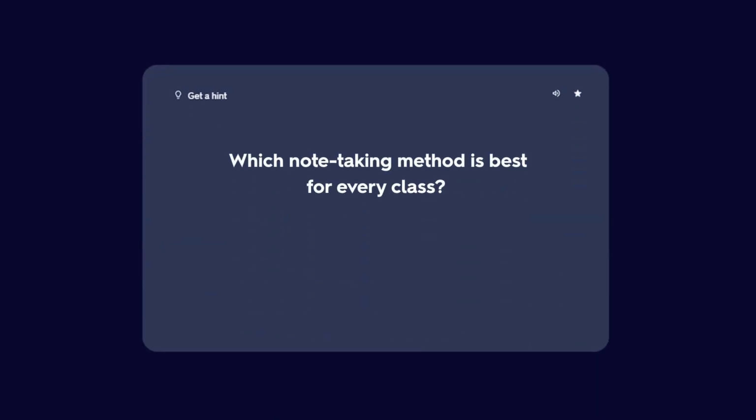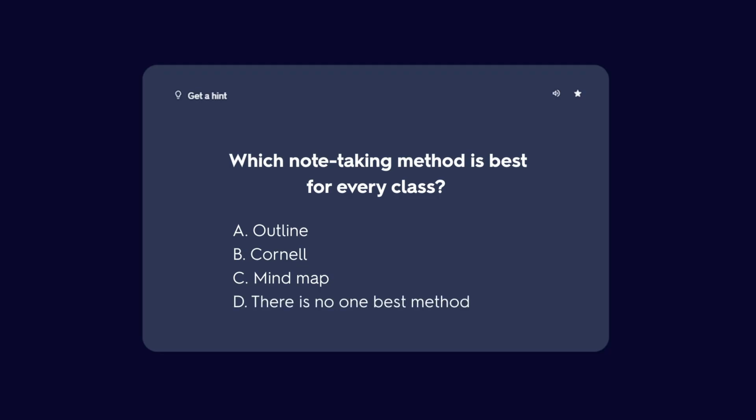Pop quiz. Which note-taking method is best for every class? A. Outline. B. Cornell. C. Mind map. D. There is no one best method. Lock in your answer. Ready? Let's see if you're right.